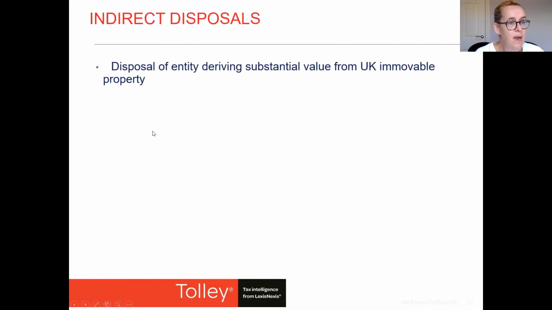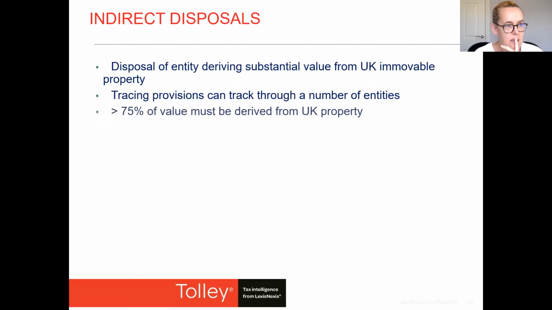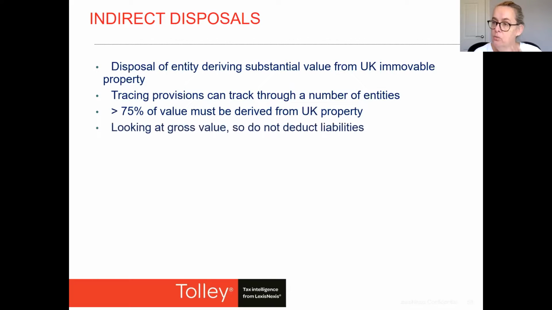So for indirect disposals of UK property, you have the shares being chargeable where at least 75% of the value is derived from UK property. Doesn't matter if that's residential or commercial. You're looking at the gross value, so you do not deduct the liabilities, and you use the current market value of the assets to determine whether or not 75% of the value is derived from UK property.